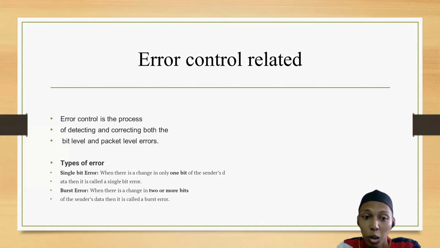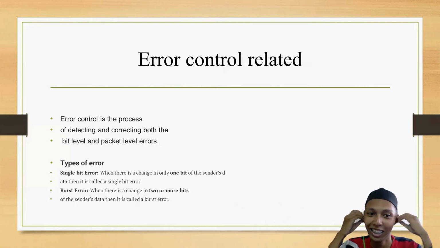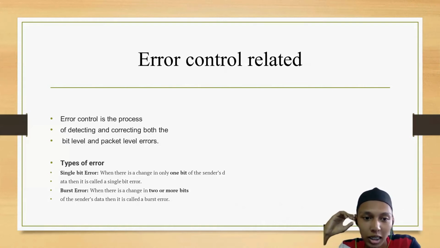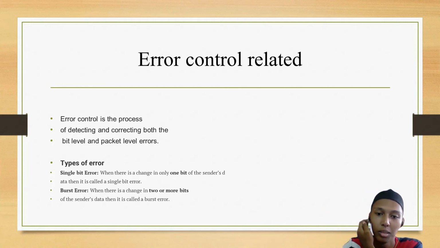Single bit error is when there is a change in only one bit of the data, then it is called a single bit error. For burst error, when there is a change in two or more bits of the sender data, then it is called the burst error.